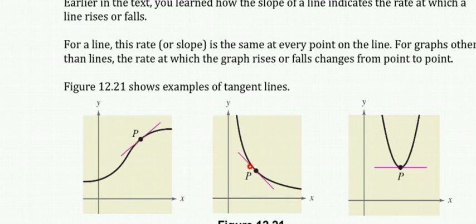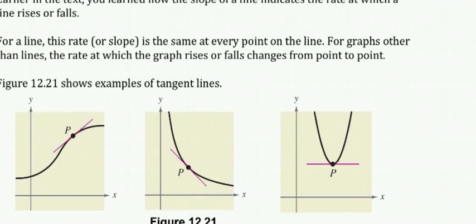Same thing here. It's running tangent to that curve. It just barely touches it. It's not really going through that part of the curve. And same thing down here in this parabola. It touches that point and only touches that point. It doesn't cross anywhere else.